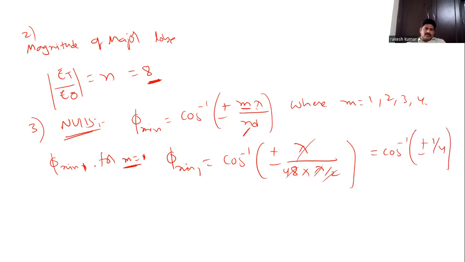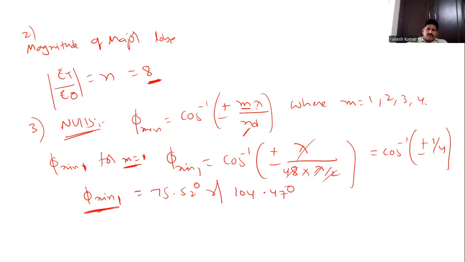So what is the value of phi minimum 1? I will calculate it in the calculator. Calculator: cos inverse of plus or minus 1 by 4. Its value is 75.52 degrees for plus, and for minus it is 104.47 degrees. So this is the value of the first null. Similarly, you can calculate the position of the second null and the position of the third null.